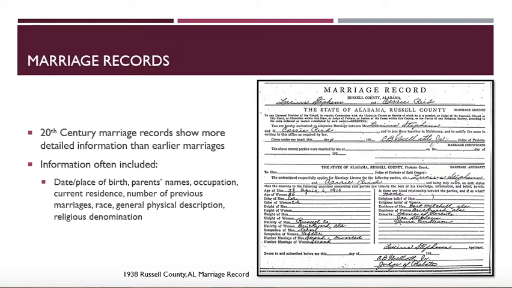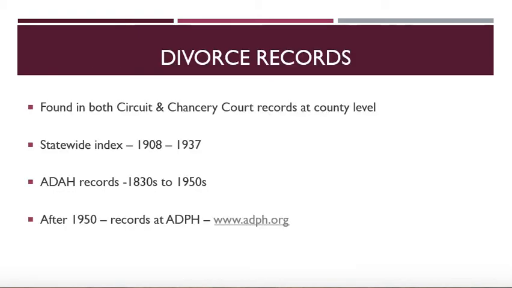The example shown is from Russell County in 1938. You can see that it offers a great deal of information, but is also a great example of how certain items can be left blank. We can see this where the religious belief of the bride and groom and their height and weight are left blank. Please remember that earlier marriages do not give this much information. Also, it varies from county to county by how much these records offer as well.